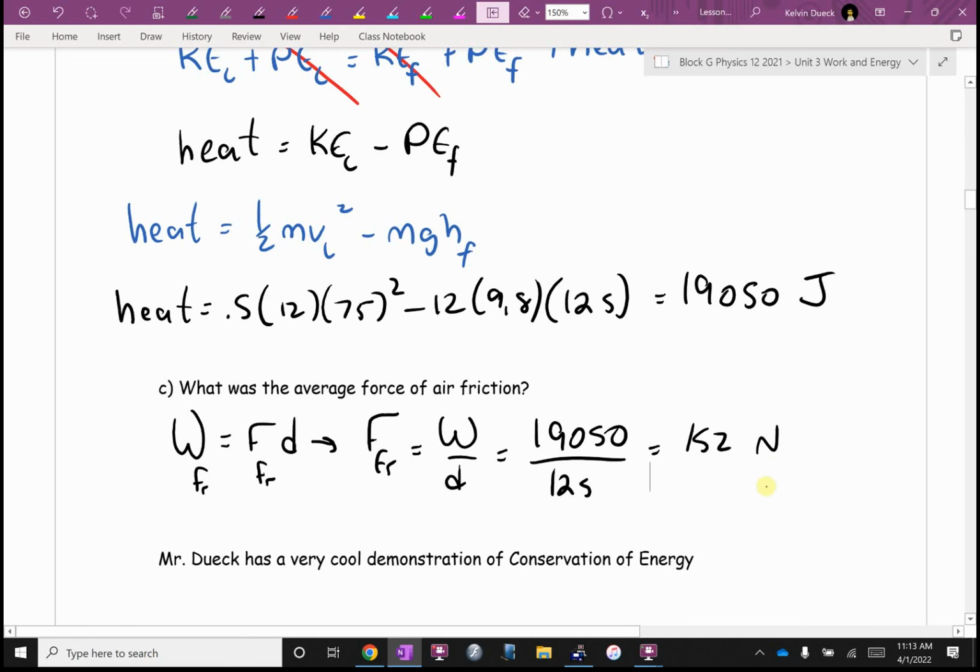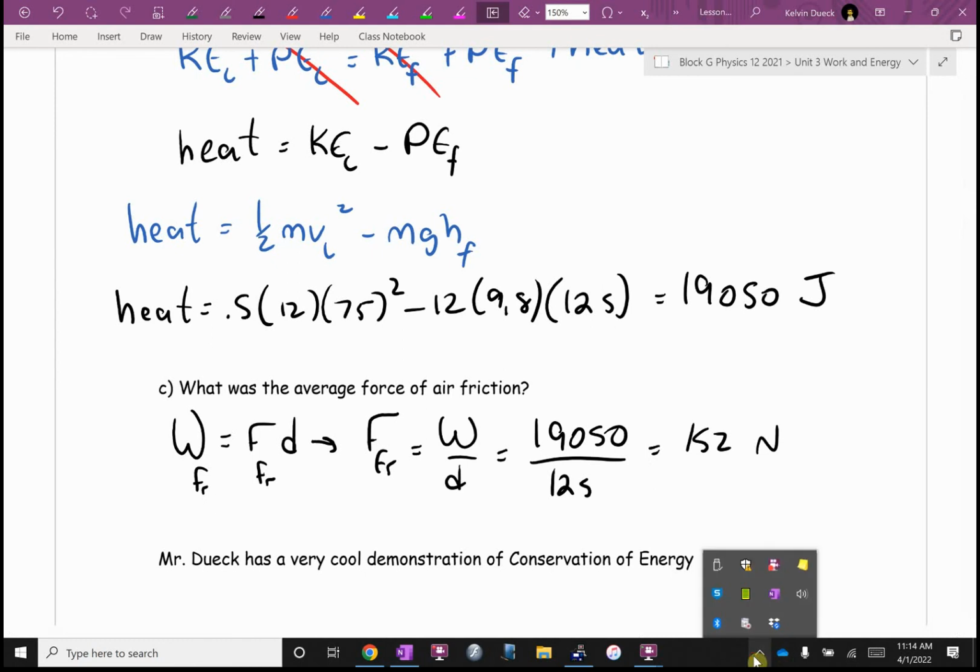I wrote here, Mr. Dewick has a very cool demonstration of the conservation of energy. I do. Sorry, Aiden, you're not here.